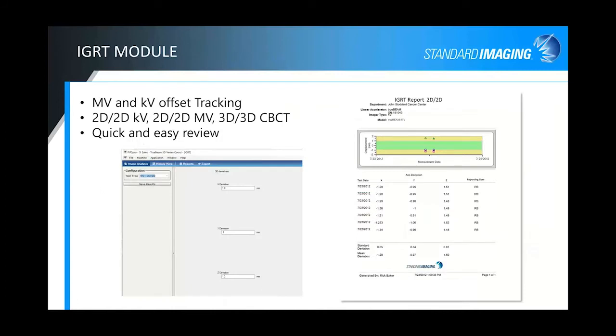In our IGRT module, this is basically a database to input your daily deviations for your measurement of, say, a Mimi Phantom, which we offer, or Pentaguide, things like that, that give you your 2D and 3D matching, so you can track your offsets on your MV imager and your KV imager on a daily basis, and then you can track and trend those to see if there are any deviations that are making a pattern that you might want to address.